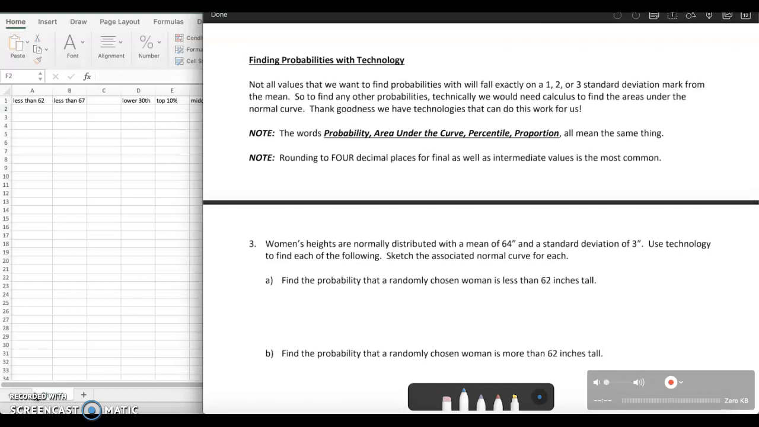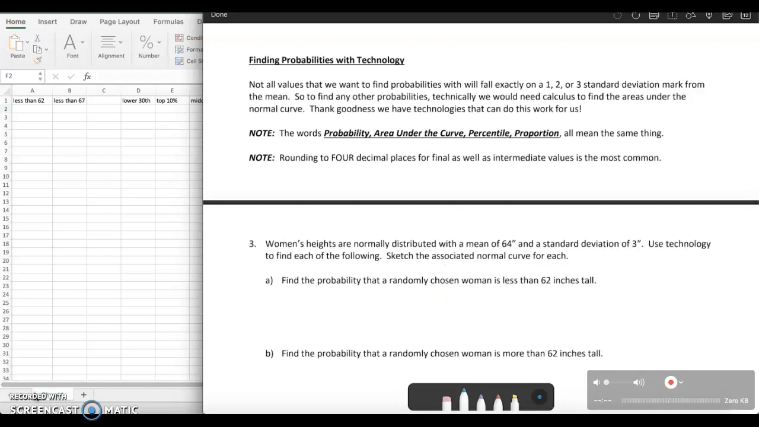A couple special notes: the words probability, area under curve, percentile, and proportion all mean the same thing. So when you see any of those words, you are talking about, again, that specific slice of area underneath the curve. That is your probability. It's also a percentile or a proportion. Rounding to 4 decimal places for your final, as well as intermediate values, is the most common. So look for a direction on that, but if you're not given direction, then that's my direction: round to 4 decimal places.